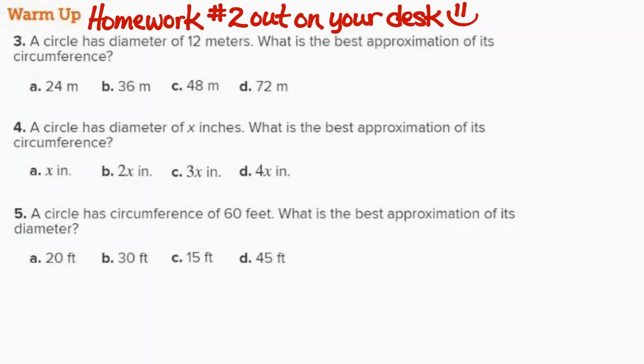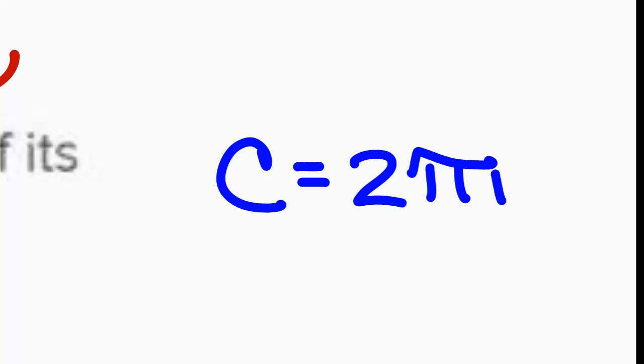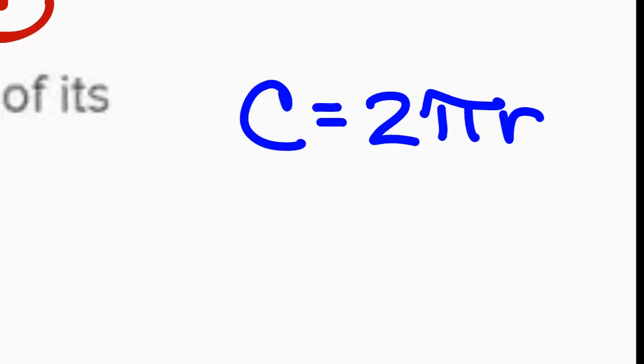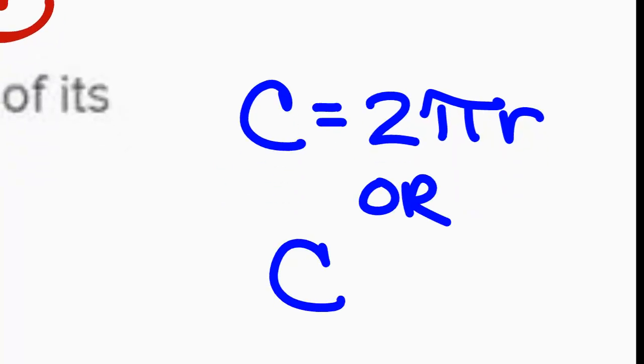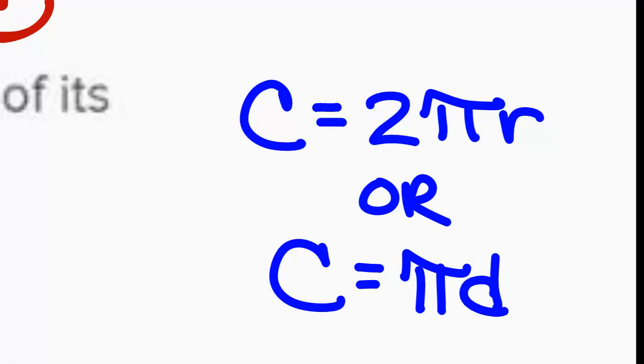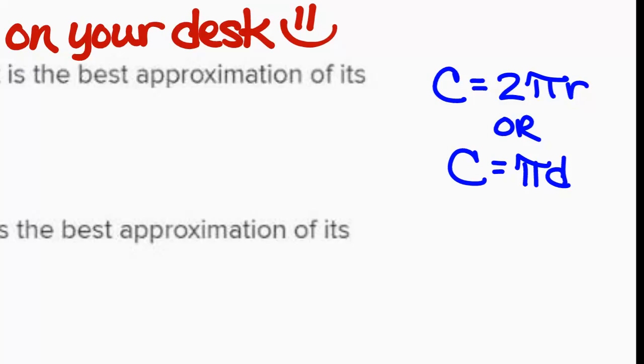So looking at the warm-up, first thing I want to know is, what are the two formulas that we have for circumference? Circumference is equal to 2 pi r. And what is equivalent to 2r? What is the same length as 2r? The diameter. So the other possible equation that we could use for the circumference is circumference is equal to pi times the diameter. So pi times diameter, or 2 times pi times the radius.